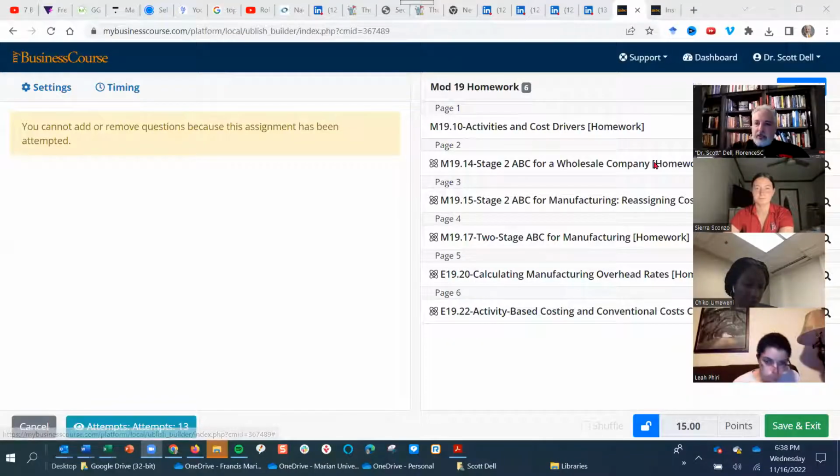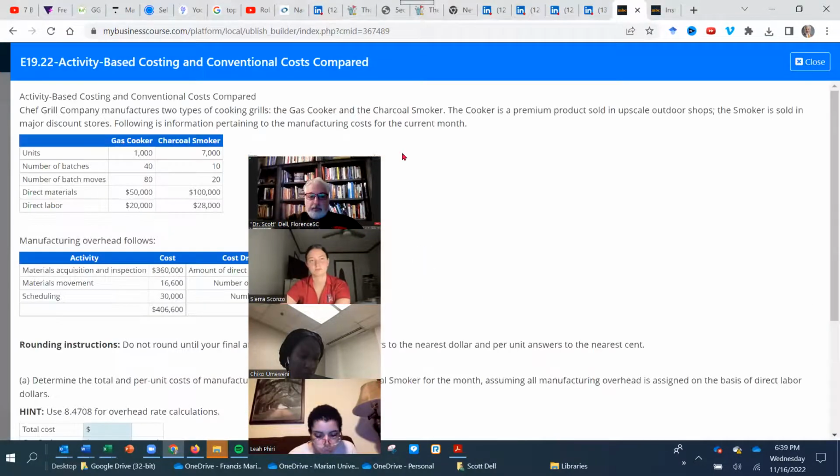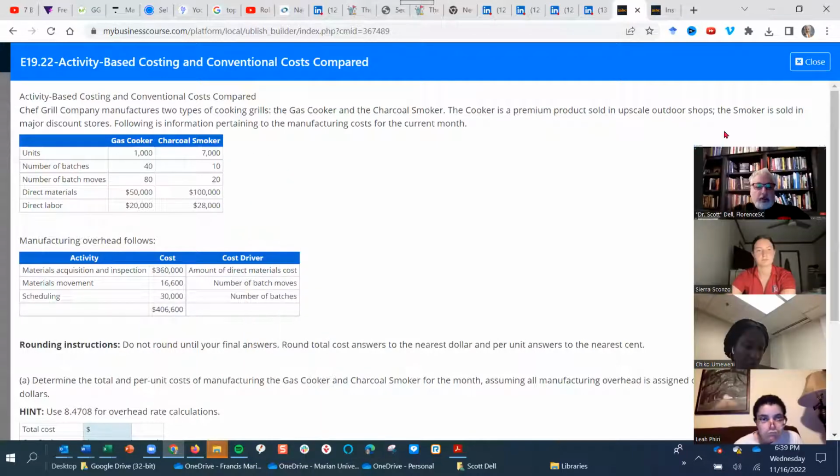Okay. So I'm looking here, activity-based costing. And we're going to look at 19.22, which is the exercise in the book. If you're looking for the reference, it's on page 19-26, and you'll see this question. So our goal is to fill out the tables and figure out, using traditional costing, using activity-based costing.